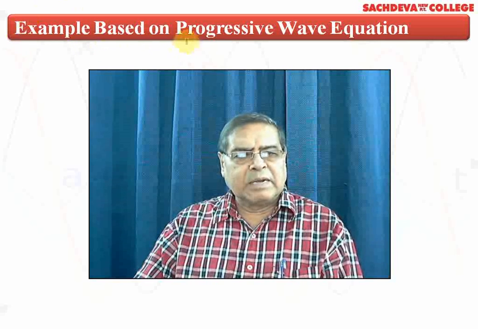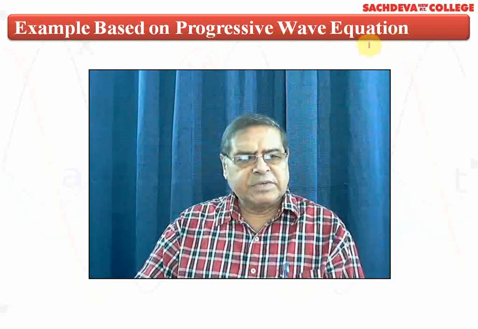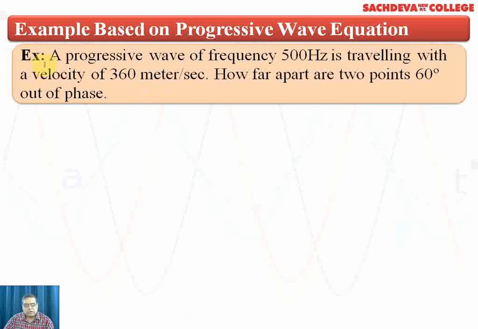Now, there are certain examples based on the progressive waves. That is, there are certain numericals. We have to apply the concept of the progressive waves. Normally, the concepts to be applied are v = nλ, T = 1/n, ω = 2π/T, or k = 2π/λ.